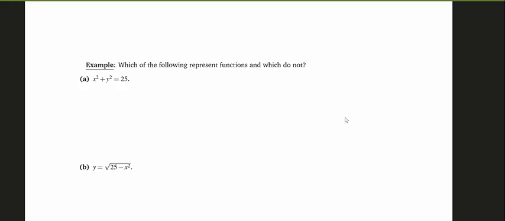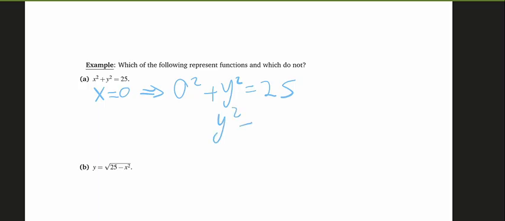Now, let's take a look at the next example. Which of the following represent functions and which do not? Well, for the first one, it's not a function, and let me show you why. If you plug in, for instance, x equals 0, which is legal, there's no calamity caused by this, no division by 0 or root of a negative number. Plug in and you get 0 squared plus y squared is equal to 25. 0 squared is 0. 0 times anything, including itself, is 0. You get y squared equals 25.